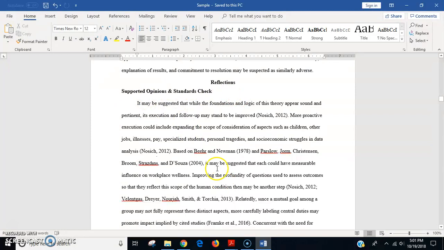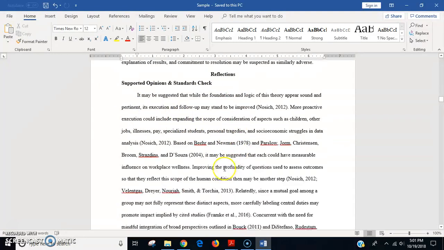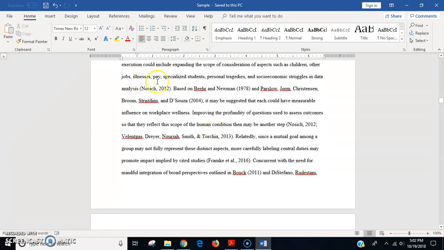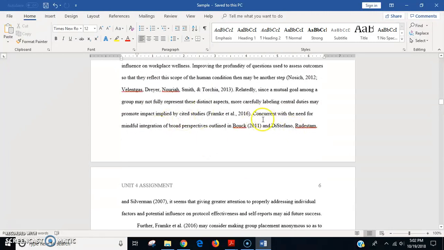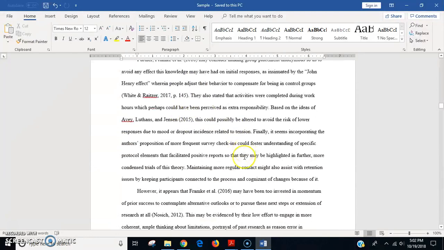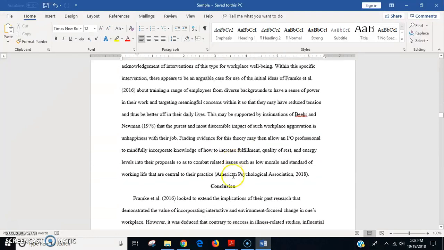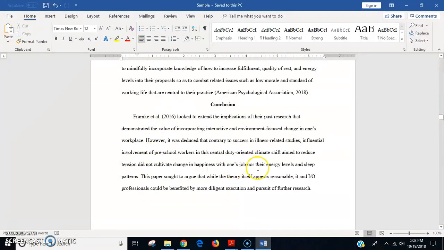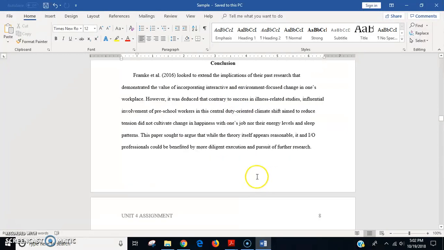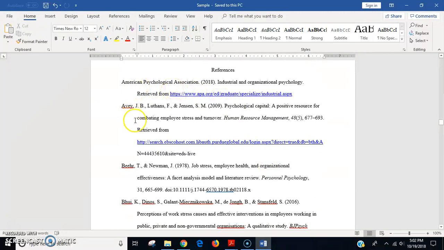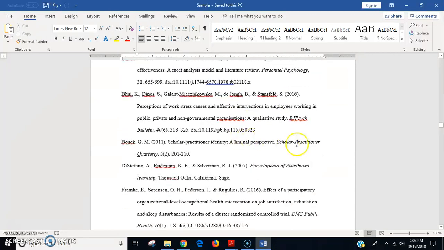Supported opinions and standards check. Another part of the paper that needed to be there in the reflections. You know, in the supported opinion, note how many citations they used. Lots and lots of citations. Okay, and then a conclusion. Now, normally, conclusions aren't necessarily centered like this, but that's okay because this looks lovely. And look at the beauty of those references.